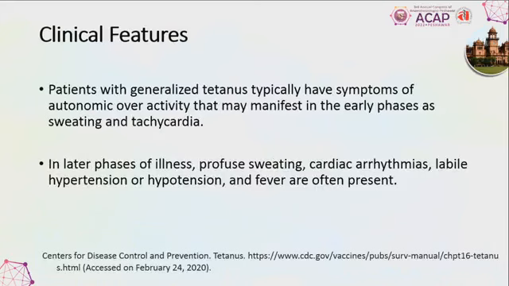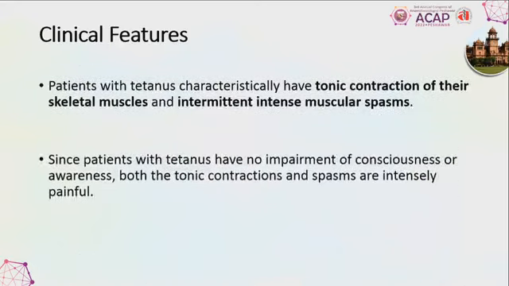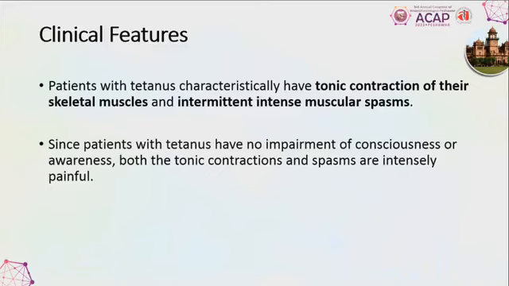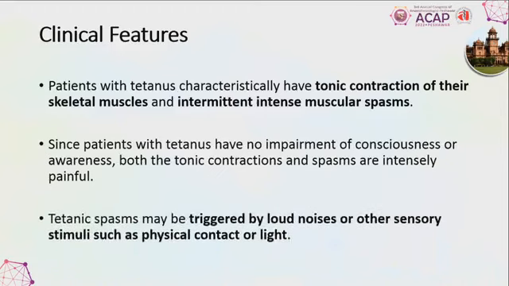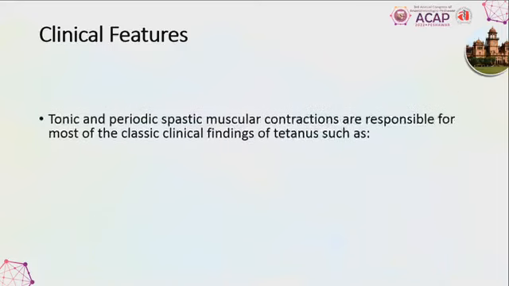The clinical features in these patients are an early phase of sweating and tachycardia because of autonomic instability, and in the later phase, profuse sweating, cardiac arrhythmias, labile hypertension, hypotension and fever are most often seen. Patients with tetanus characteristically have tonic contraction of the skeletal muscles and intermittent intense muscular spasms, and it is very painful. These patients need good analgesia in the form of opioids and non-opioids. These spasms are triggered by loud noises, touch and light, so we should be careful with these patients.